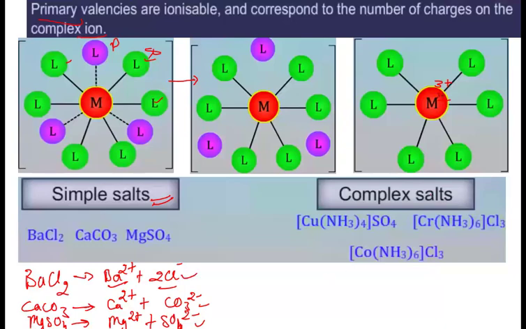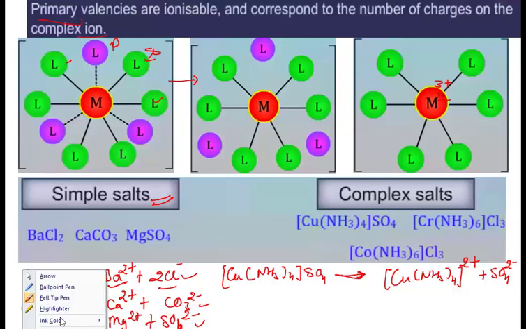But in case of complex salts, if we take up the example of Cu(NH3)4 SO4, what will happen in this case? How will it ionize? It will dissociate as Cu(NH3)4. What will be the charge? It will be 2+ plus SO4 2-, right?